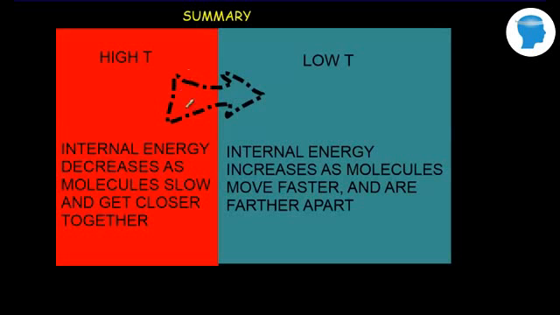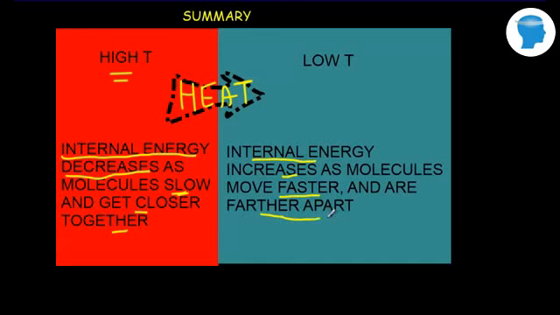In summary, heat always flows from a high temperature to a low temperature. The internal energy is going to decrease on the high temperature side, and the molecules are going to slow down and get closer together. On the low temperature side, the internal energy, of course, increases. The molecules move faster and get farther apart.